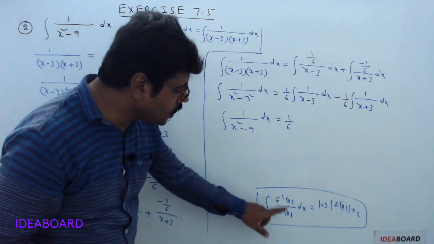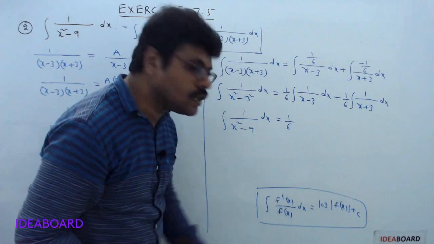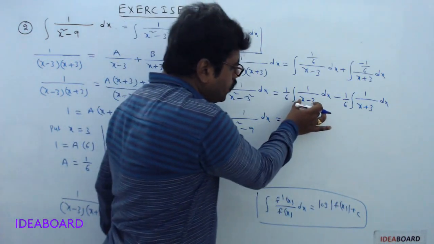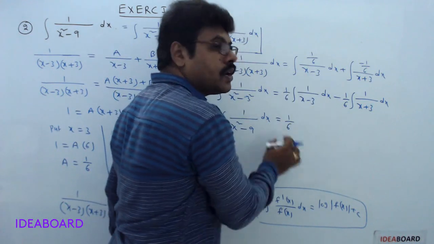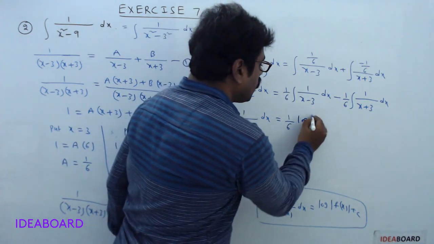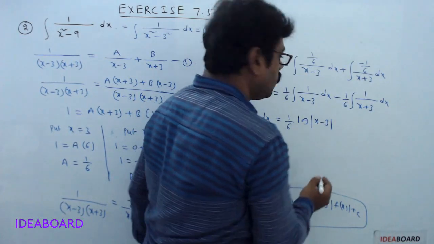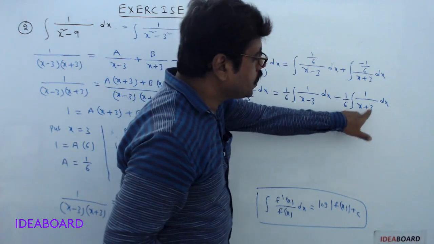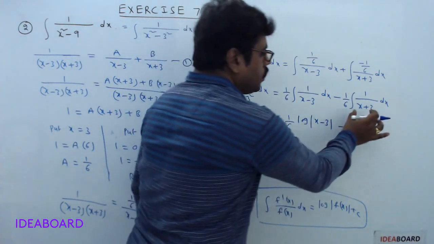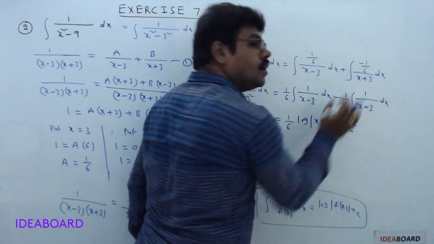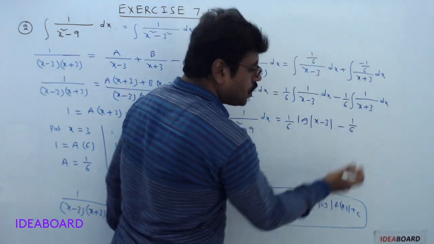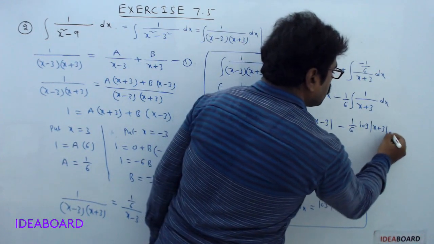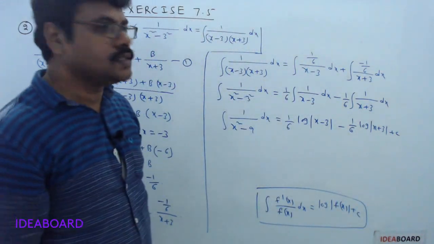If the derivative of the denominator is in its numerator, what is its answer? Log mod denominator plus a constant c. Here the derivative of this function is in its numerator. So what is its answer? Log mod x minus 3 minus 1 by 6 into, the derivative of x plus 3 is also 1. So the derivative of the denominator is in its numerator. So apply this formula on the second term also. This is log mod x plus 3 plus some constant c.